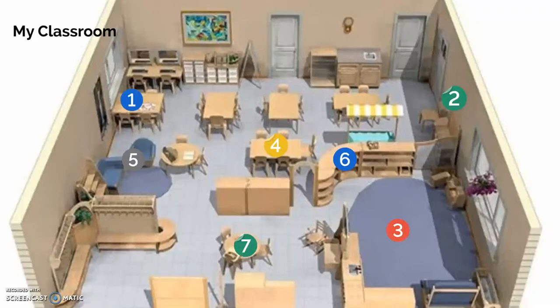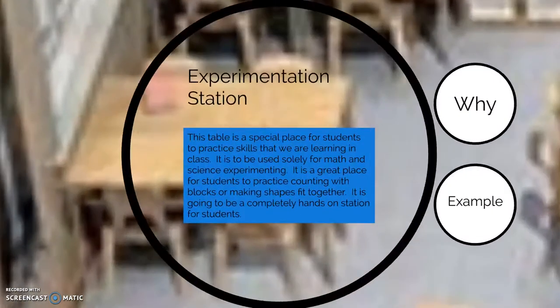Alright, so this is my classroom. To start off, I have the experimentation station. This table is a special place for students to practice skills that we are learning in class. It is to be used solely for math and science experimenting.